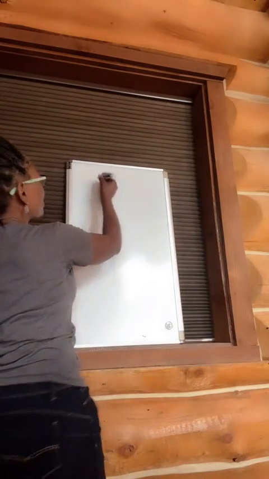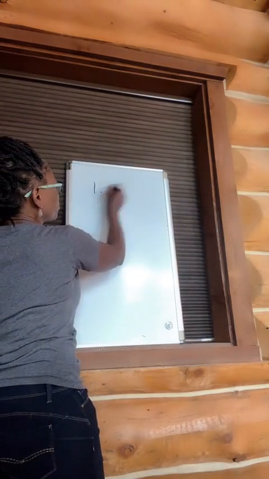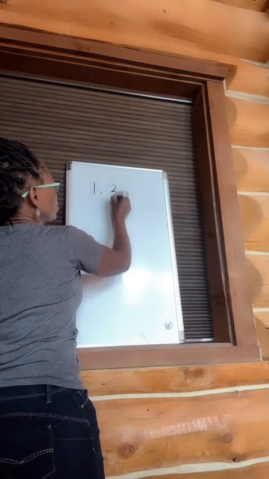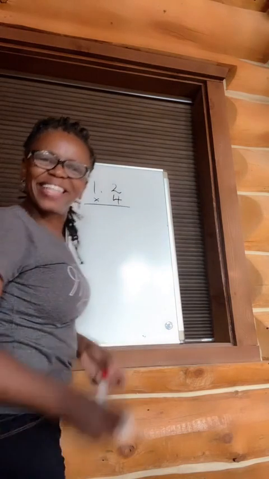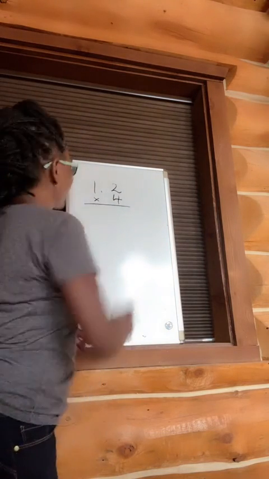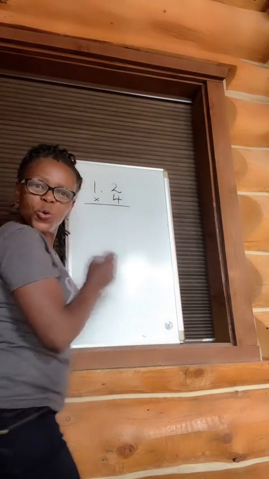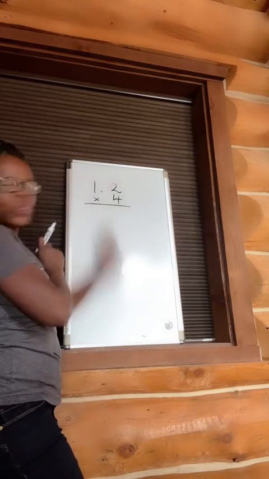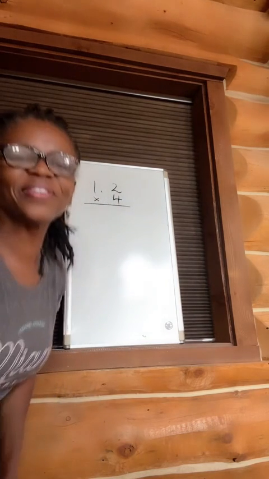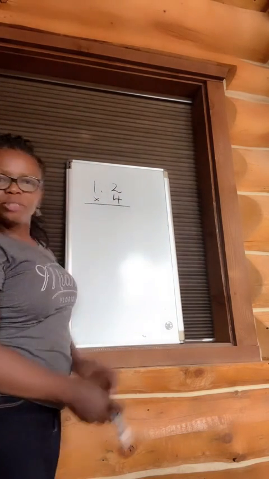Okay, let's do 4th grade. We are going to multiply. I think this is 4th grade. I'm not sure. Let's multiply decimals. Okay. 4 times 2. 4th grade, help me here. What's 4 times 2?